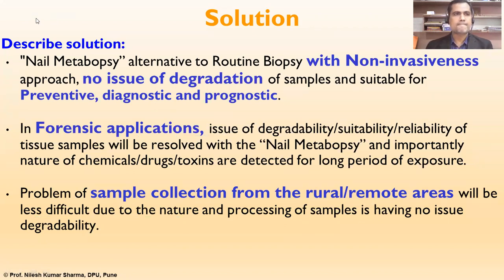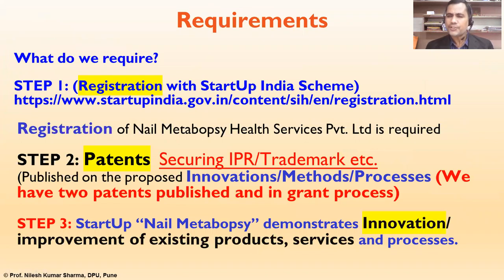Then for any startup idea, like our startup idea Nail Metabopsy, what is the requirement, even from the government of India? So there is a 3-step requirement. One requirement is that registration has to be done with Startup India. For that registration, there are 2 mandatory requirements. One is patents. The startup idea should be supported by an in-house patent from the inventor side, right? And that is what we have. We have our own 2 patents related to this Nail Metabopsy, already published and in the grant process.